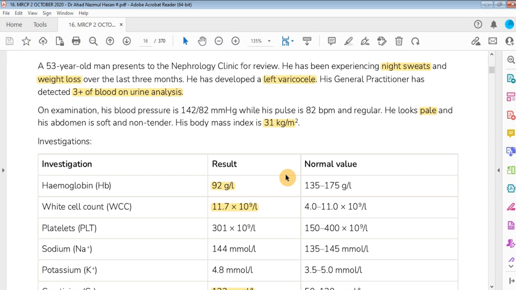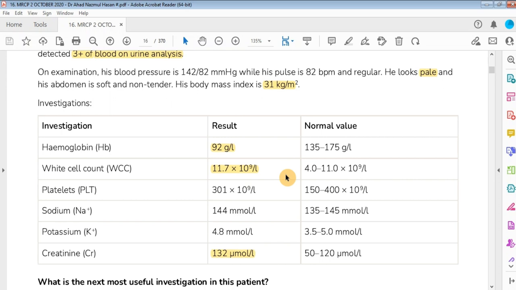A 53-year-old man presents to the nephro clinic for review. He has been experiencing night sweats and weight loss over the last 3 months. He has developed a left varicocele. His GP has detected 3+ of blood on urine analysis. On examination, his BP is 142 by 82, while the pulse is 82 beats per minute and is regular. He looks pale and his abdomen is soft, non-tender. BMI is 31 kg per meter square. Hemoglobin 9.2, TLC 11.7, platelets 301,000, sodium 144, potassium 4.8, creatinine is 132.